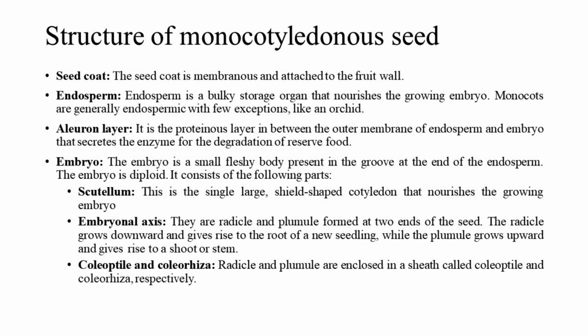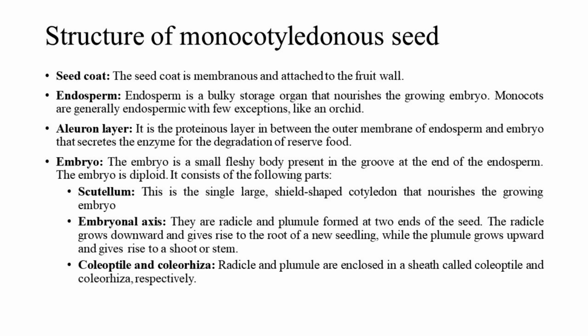Structure of monocotyledonous seed. Seed coat. The seed coat is membranous and attached to the fruit wall. Endosperm. Endosperm is a bulky storage organ that nourishes the growing embryo. Monocots are generally endospermic with few exceptions, like an orchid. Aleurone layer. It is the proteinous layer in between the outer membrane of endosperm and embryo that secretes the enzyme for the degradation of reserve food.